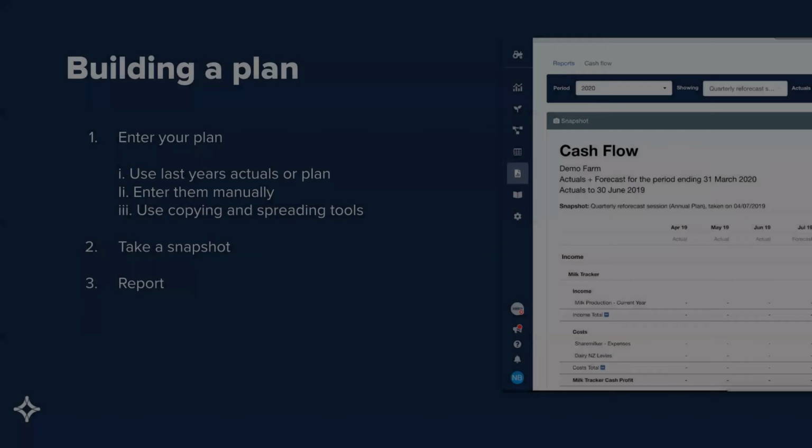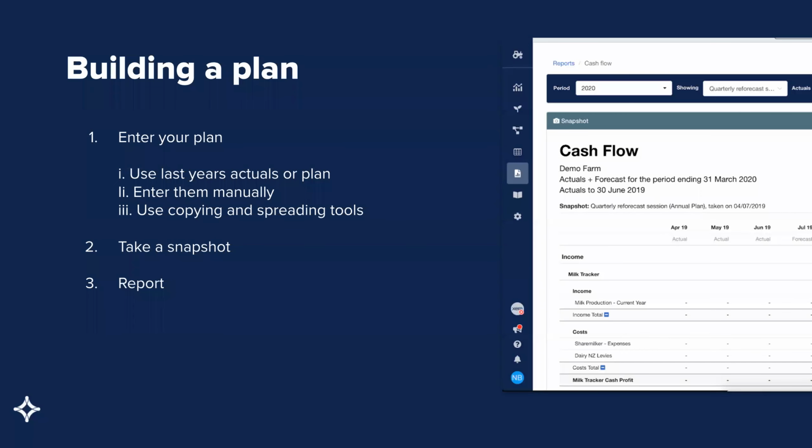So let's get into building a plan. There's a 3-step process. If you were at our webinar last week, Tuesday, on the end of year process, I tend to have everything in 3 easy steps, easy to remember. Step 1 is to enter your plan, choose last year's actuals or plan, or you can enter them manually, especially if you don't have anything to reference.